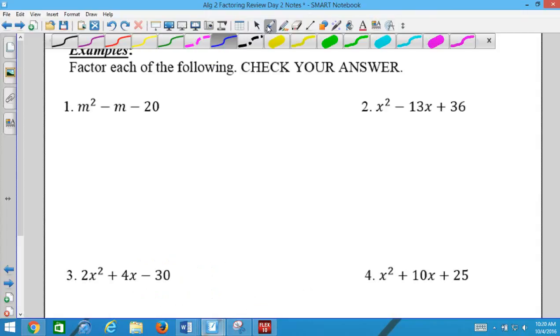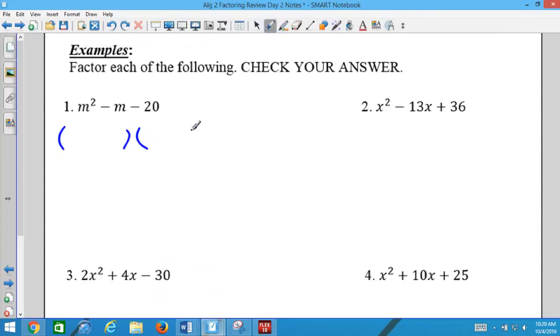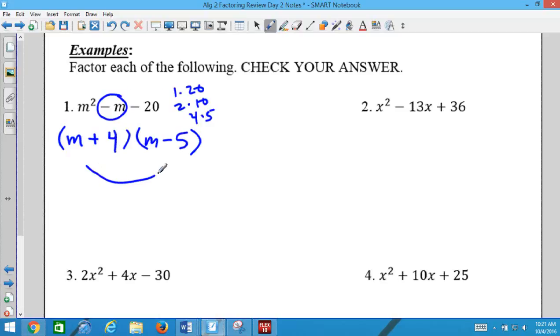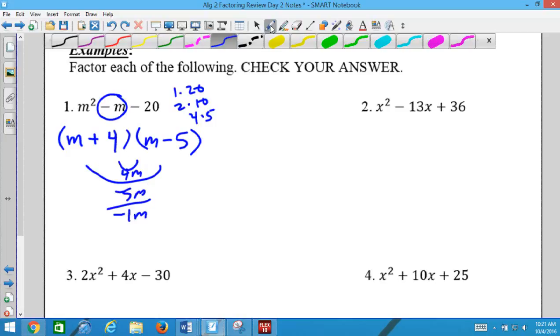Okay, going over 1 and 2 real fast. For number 1, we've got no greatest common factor, so we'll start with our two parentheses. We have an m and an m, and we have a negative 20. That tells me I'm going to have one plus and one minus. 20 could be 1 and 20, 2 and 10, 4 and 5. What's going to go in these places to make a minus 1 in the middle? Minus 5 and a positive 4. We just check it real fast. That makes a minus 5m, that makes a plus 4m, that gives me negative 1m. So then we have the right answer.